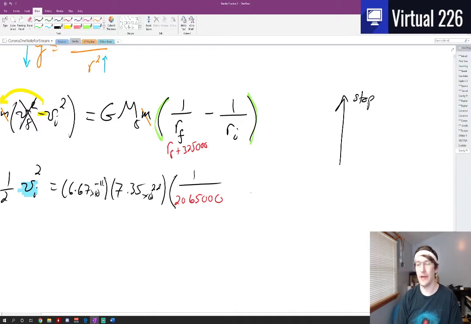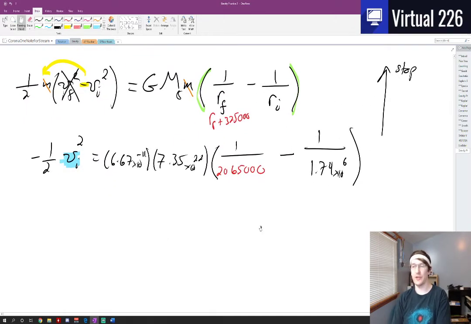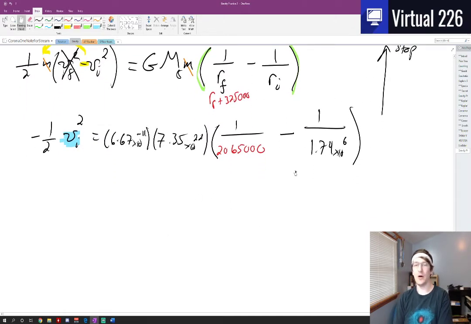Okay, that is our final position. That's all the way out from the center of the moon, all the way out to our high location, because we're not orbiting, minus 1 over, and this is where we began, which was just the surface of the moon. So this is just going to be 1.74 times 10 to the 6th. Okay, this is the actual setup for the problem. And now all we need to do is solve for VI here.